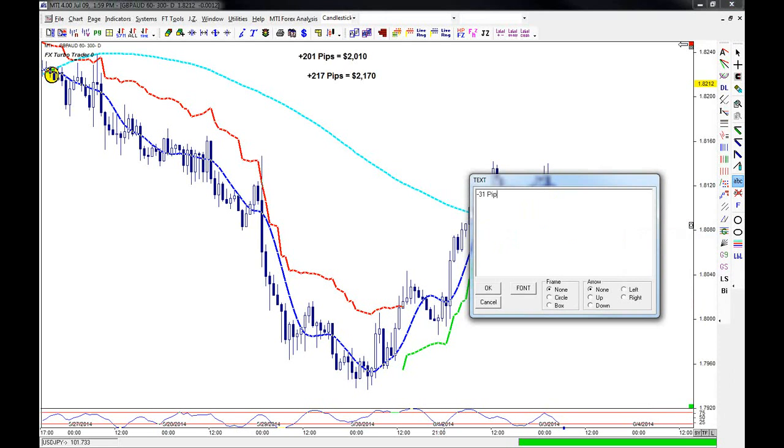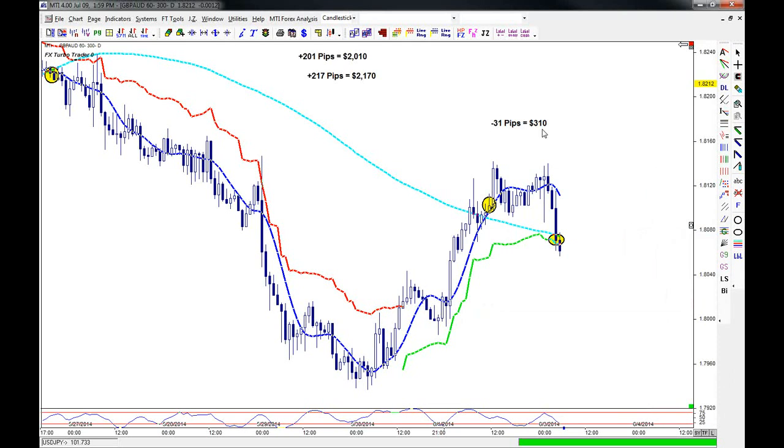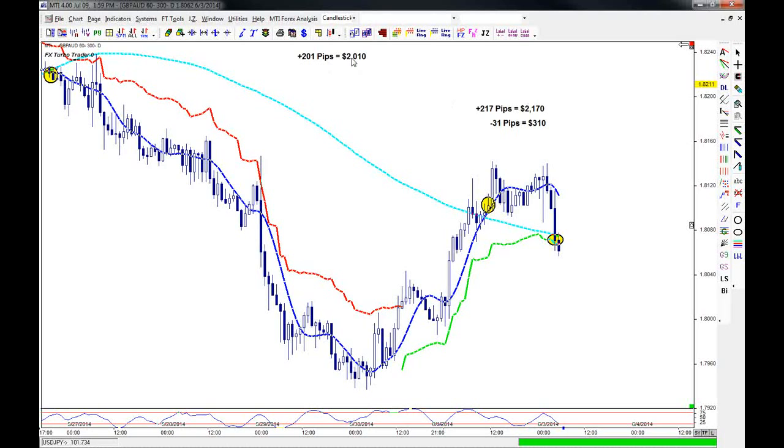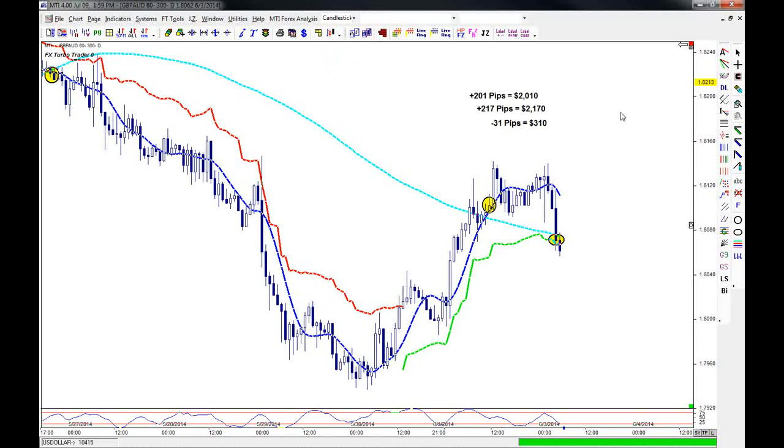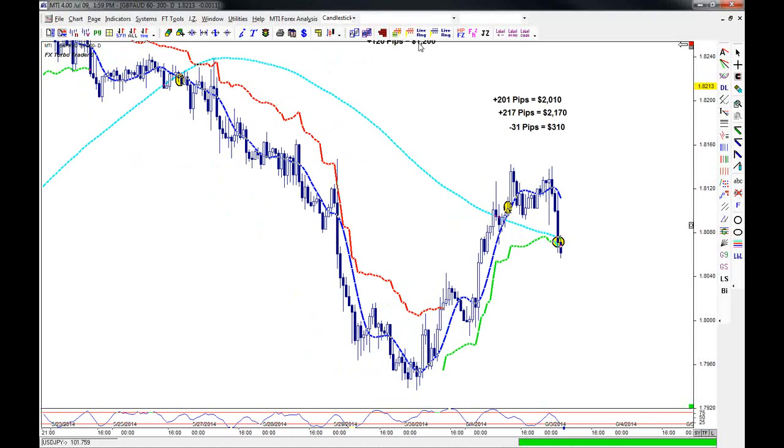Now, how many of you would be okay losing 31 pips if you just had several good winning opportunities, some good trades? How many of you would be okay losing $310 if you just made over $5,000?